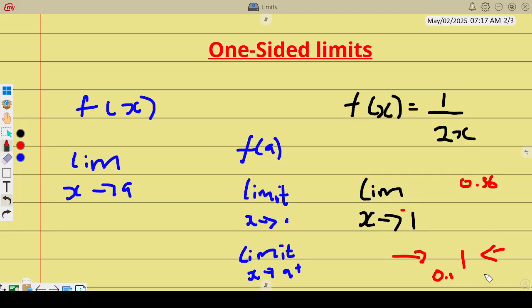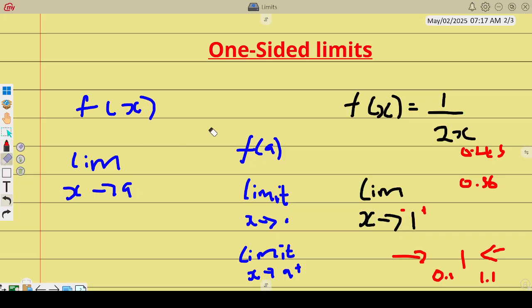We've approached the limit from the left, but what if we approach it from the right? From the right, it means we're getting a number greater than 1. We can get 1.5, 1.1. So what happens when we get 1.1? Then we have 2 times 1.1, and you divide 1 by it. The answer is 0.45. So you can see that when you approach from the left and from the right, you're not getting the same thing. One is 0.45, the other is 0.55. So the limit will not exist here.